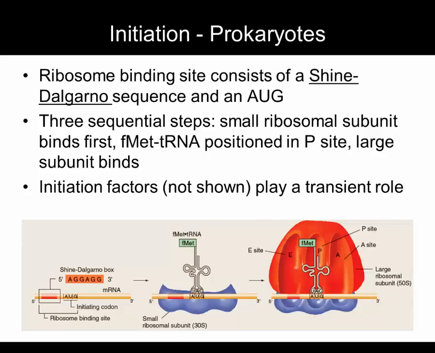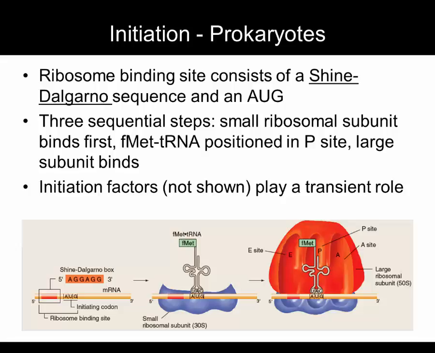Now we'll walk through the steps of translation, starting with initiation in prokaryotes. Prokaryotic mRNAs possess a site called the Shine-Dalgarno sequence a few nucleotides upstream of the start codon. The rRNA in the small ribosomal subunit base pairs with the Shine-Dalgarno sequence, which positions the start codon in the P site. The tRNA that pairs with the start codon is not a normal methionine, but a modified amino acid called N-formylmethionine, or fMet. Then the large subunit of the ribosome binds, and the process is ready to begin.